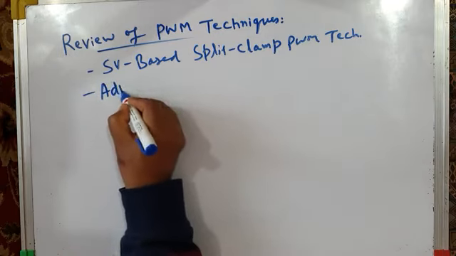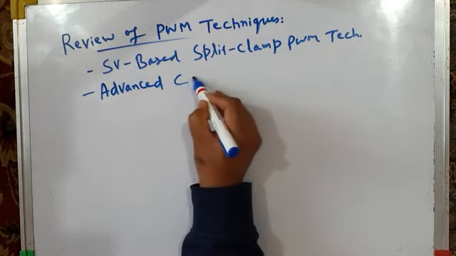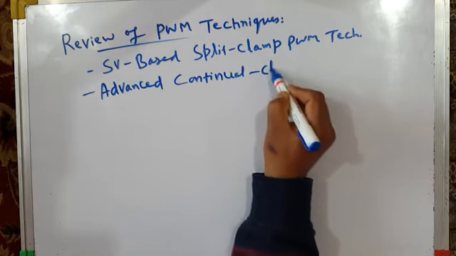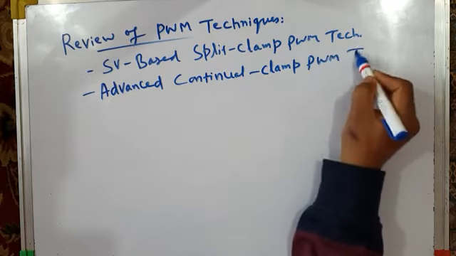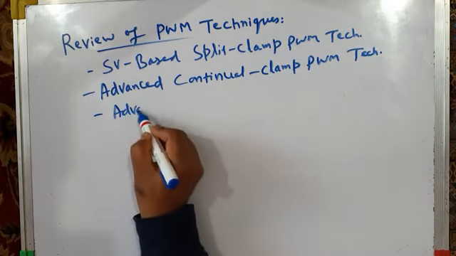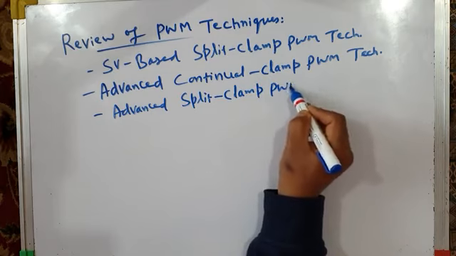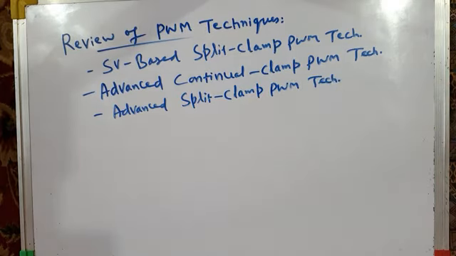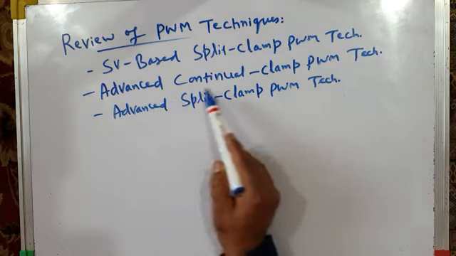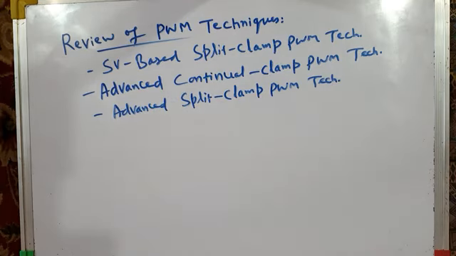For example, we studied advanced continual clamp PWM technique, and we also discussed advanced split clamp PWM technique. Instead of using conventional clamping sequence in advanced bus clamping technique, we use double switching clamp sequence, and that resulted in advanced continual clamp and advanced split clamp PWM techniques. We found that using these advanced bus clamping PWM techniques, one phase is clamped to DC bus, another phase switches once, and another third phase switches twice in a subcycle.